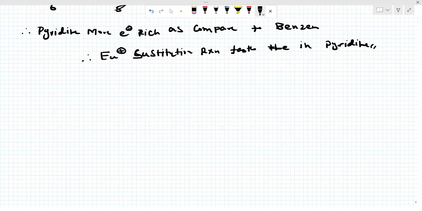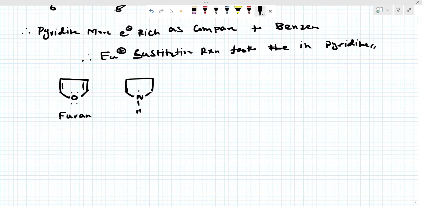Okay. Now this is pyrrole. It's a challenging question. This is furan, sorry. This is furan. This is pyrrole. This is NH. Okay. This is thiophene. Among these 3 molecules, what are the questions asked?